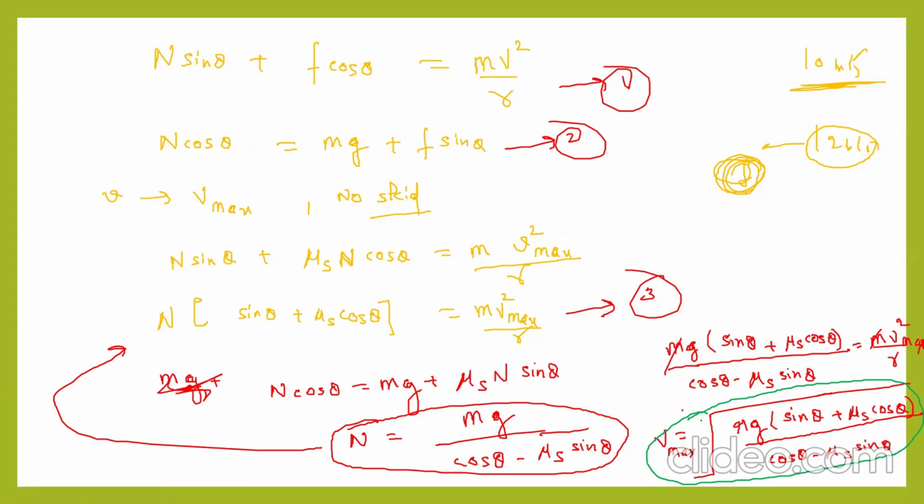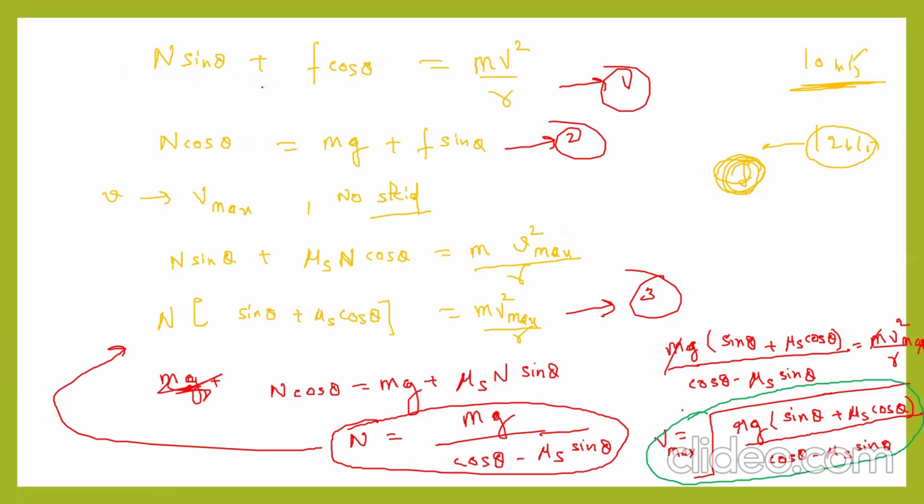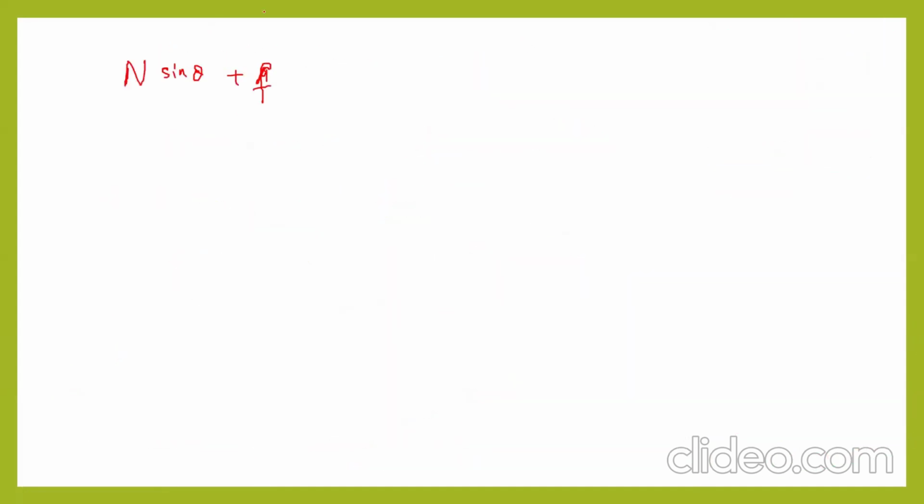Clear? Now my question is, one question if I ask you, this is maximum. If you decrease, let us suppose, I have told just now, n sin theta plus F cos theta. I think it is F cos theta, right? F cos theta.